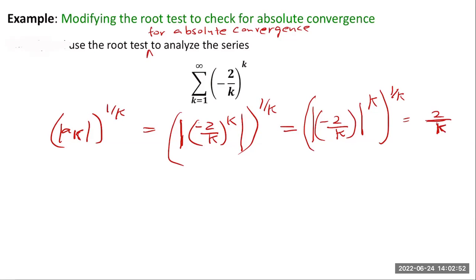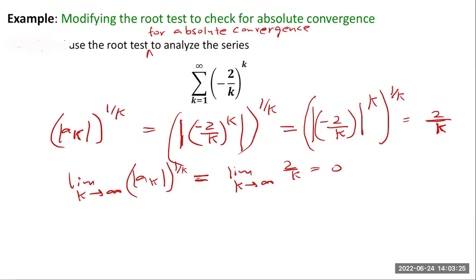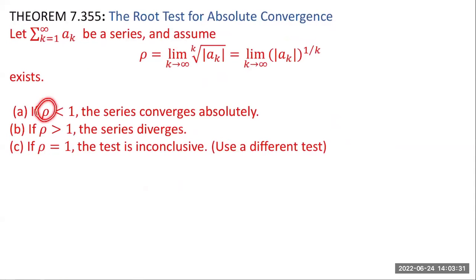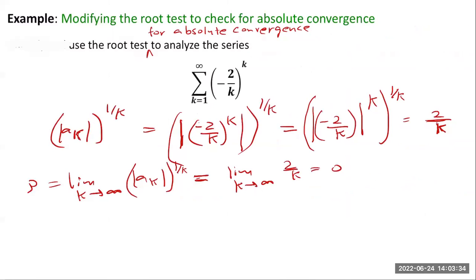Okay. Now you take the limit. The limit as k approaches infinity of the absolute value of a_k to the power 1 over k. This is going to be the limit as k approaches infinity, my iPad is not cooperating, of 2 over k, which is equal to 0. Now notice that this is the value of rho. Rho is 0. 0 means the value of rho is less than 1. That means the series converges absolutely.